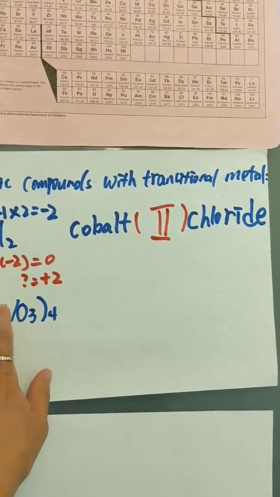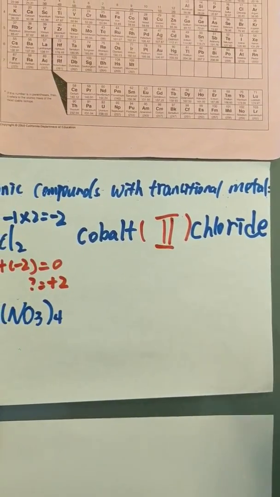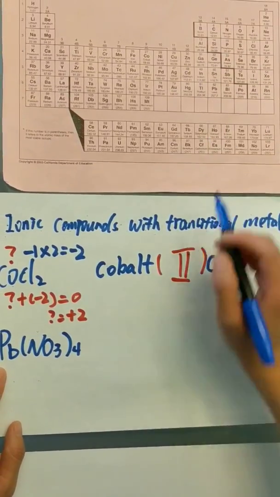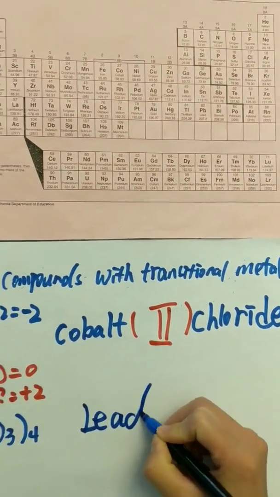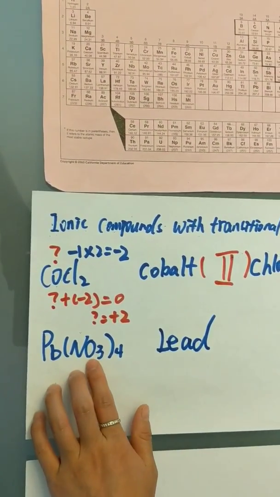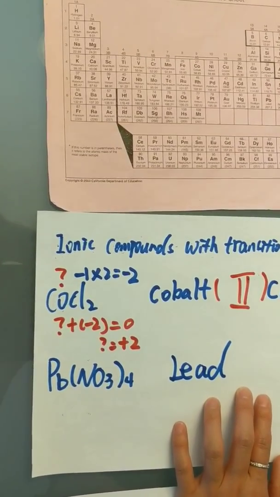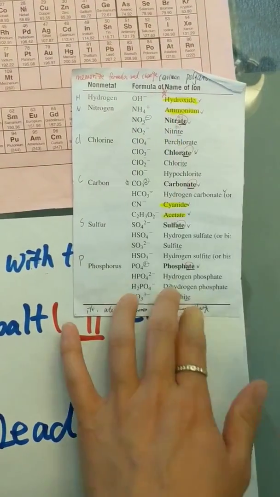Pb(NO3)4. Pb, write the name from the transition metal from the periodic table. Pb is lead. NO3, that is nitrate.